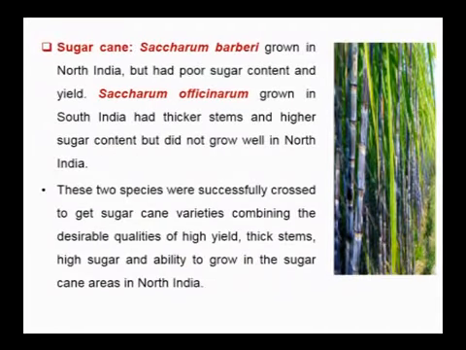Next, some improved varieties of sugarcane. There are two species of sugarcane: Saccharum barberi, which is grown in North India but had poor sugar content and yield, whereas Saccharum officinarum, grown in South India, had thicker stems and higher sugar content but did not grow well in North India. These two species were successfully crossed to get cane varieties combining both characters, which can be grown even in North India, and the yield potential can be improved.